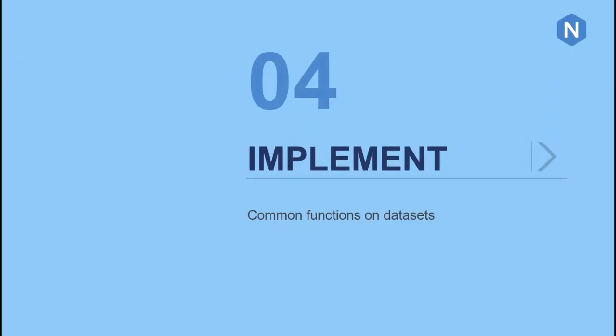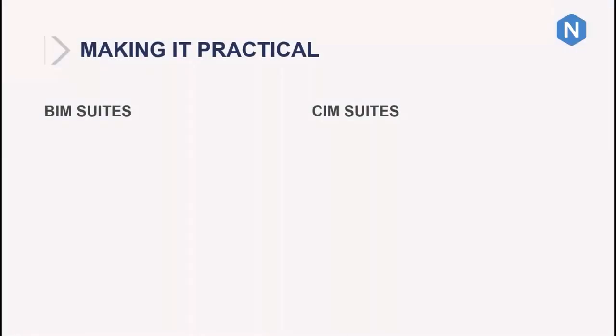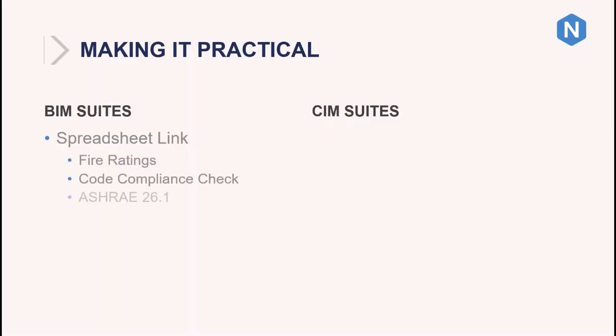Now, beyond the scope of this webinar, because we've already gone well over time here today, there's a lot of places we can use this, and this is really where part 2 comes into play. For the BIM suites, Spreadsheet Link is a really powerful tool, and all of these functions and formulas work really, really well in Spreadsheet Link. Fire ratings are a powerful way, code compliance checks, ASHRAE table 62.1 calculations, let's see, residential unit reports for residential modeling. All of this can work really well for those types of calculations and more.